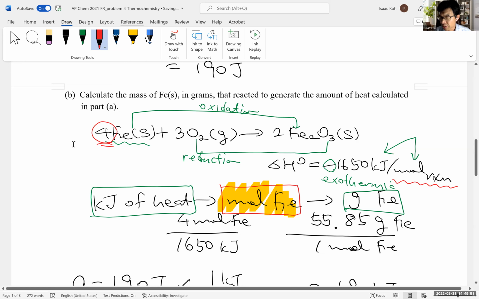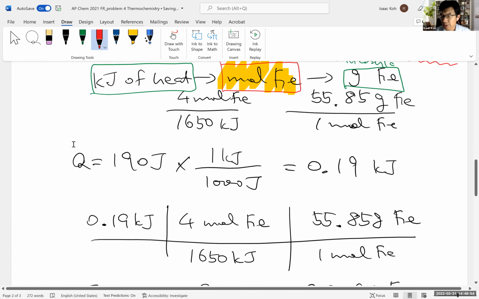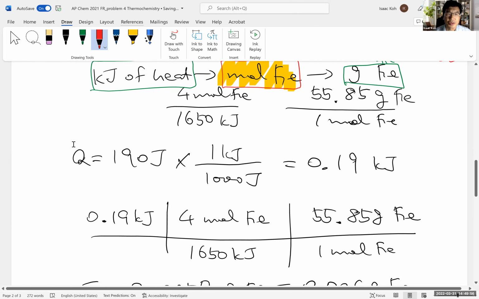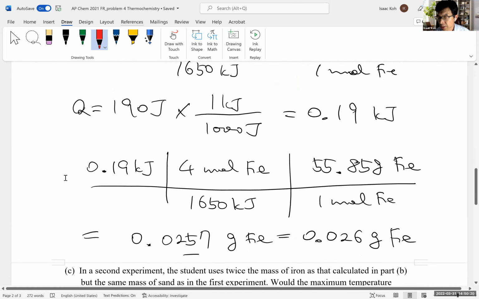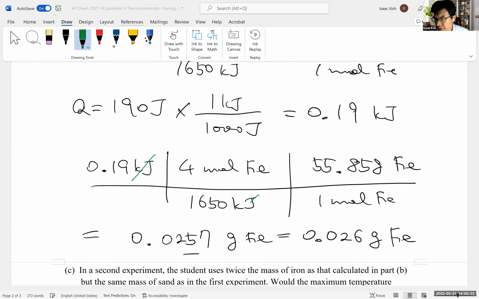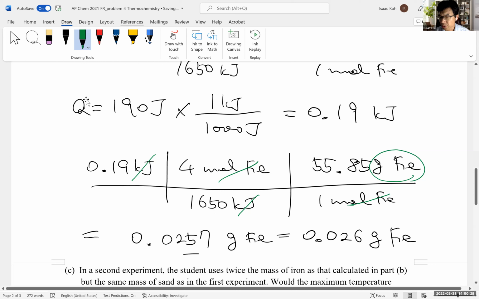Then we calculated the amount of heat: 190 joules of energy is produced and absorbed by the mixture. Let's convert this to kilojoules. Dividing by 1,000, we have 0.19 kilojoules. Now start with 0.19 kilojoules times 4 moles of iron required to produce 1,650 kilojoules of energy, and finally the molar mass of iron. Kilojoules cancel out, moles of iron cancel out, and we are left with grams of iron.